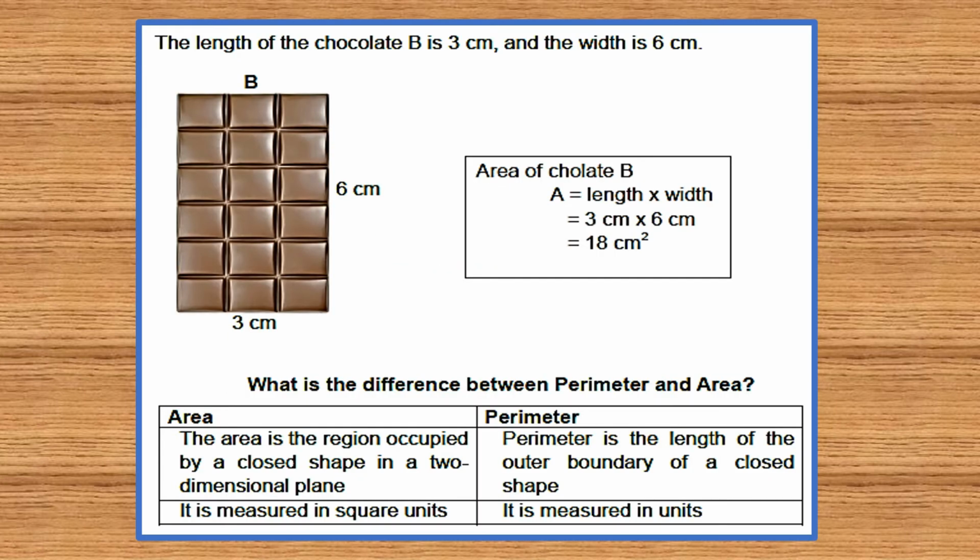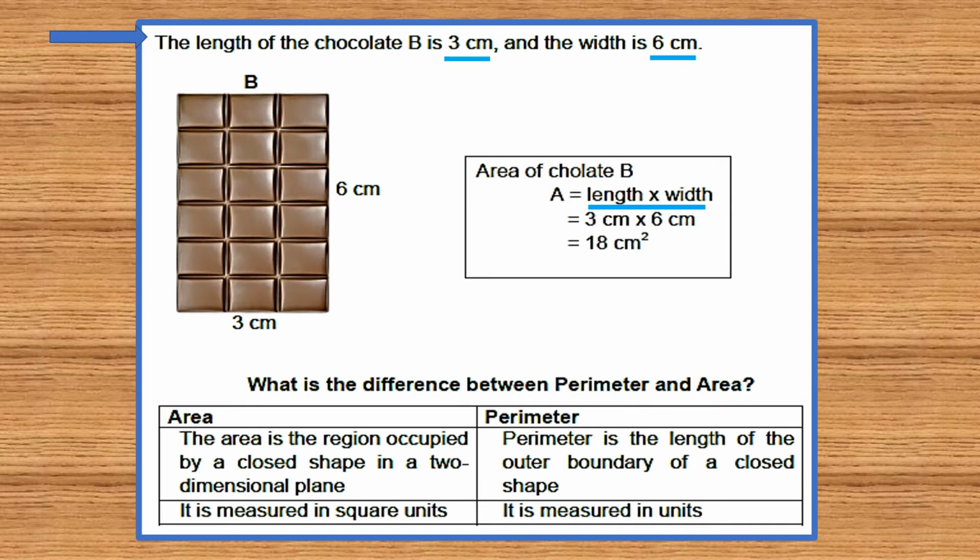Next, we're going to find the area of chocolate B. The length of chocolate B is 3 centimeters and the width is 6 centimeters. Okay, so let's find the area of chocolate B. Here's the formula. Area is equal to length times width. That is the formula, kids. Let's apply. 3 centimeters times 6 centimeters.